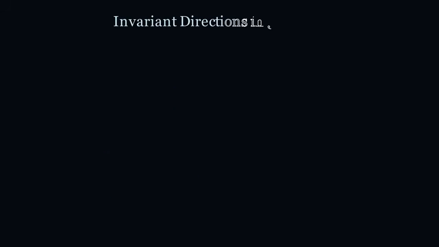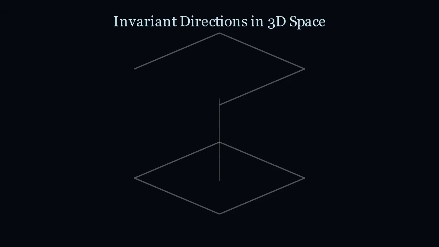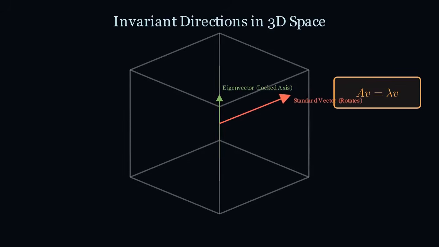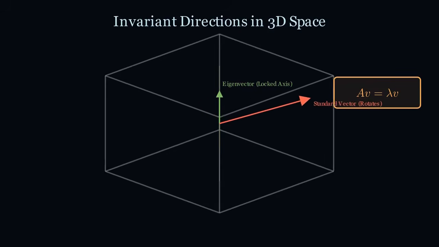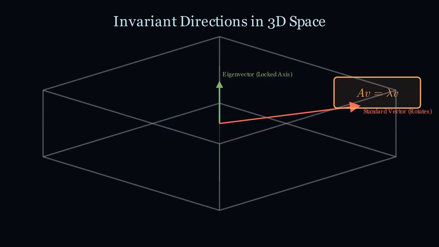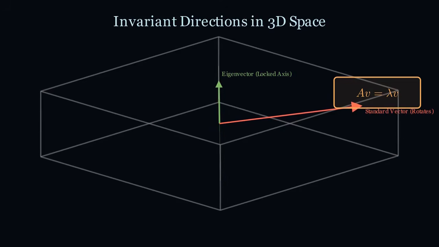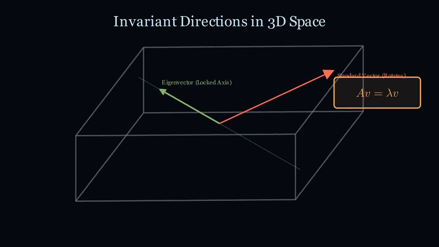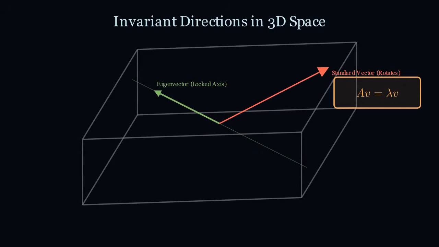However, in every linear transformation, there exist special directions that completely resist this rotation. These invariant directions are defined by eigenvectors. When the matrix A acts on an eigenvector v, the vector does not rotate. It remains locked along its original span, merely stretching, shrinking, or reversing its direction. We write this geometric relationship as Av equals lambda v, where lambda is a scalar called the eigenvalue.